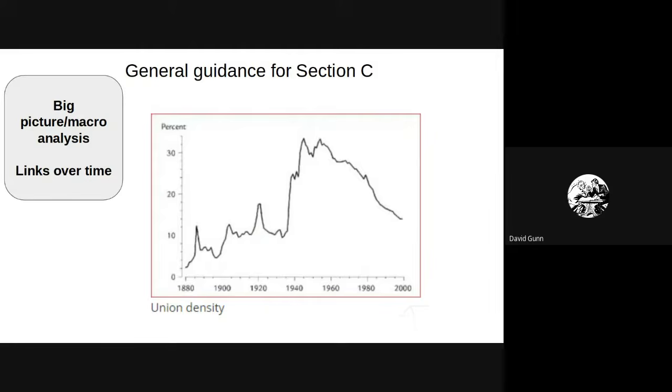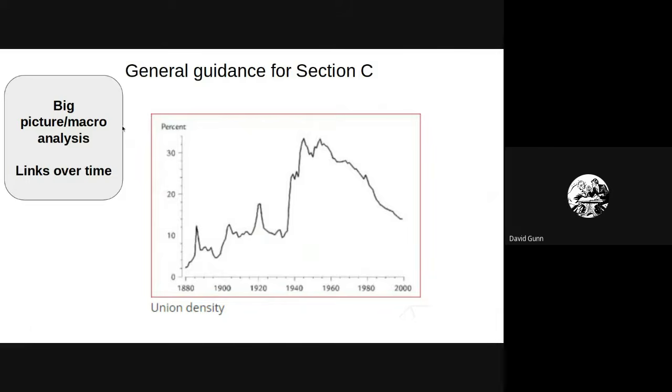So if you haven't already got some graphs put together on the topics in Section C, I would strongly recommend that you do that, putting a graph together on the changes that have taken place. Similarly, something else you need to think about is links over time. Again, this is having a bigger picture overview, not going into it in depth in the same way that you do with Section B in Paper 3.